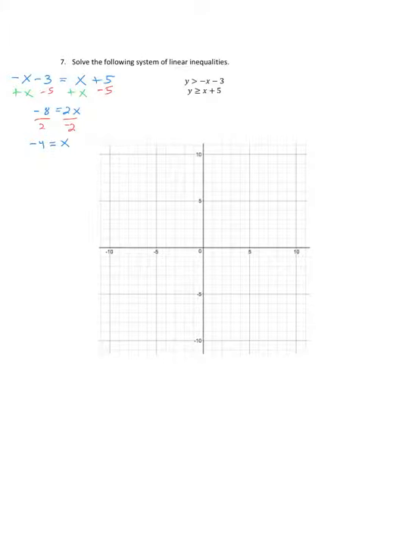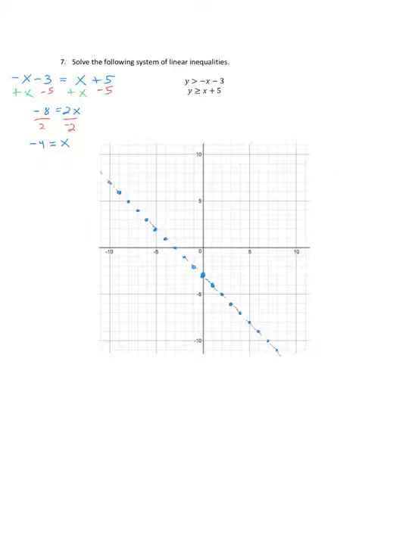Let's start with the top one. We have y is greater than negative x minus 3. There's no equal sign, so it's going to be a dotted line. Let's see, negative 3 is the y-intercept. The slope is negative 1, meaning I go over 1 and down 1. So my line is going between these points. It doesn't have to be perfect, but I'll try to sketch something nicely between these. There we go, my dotted line.